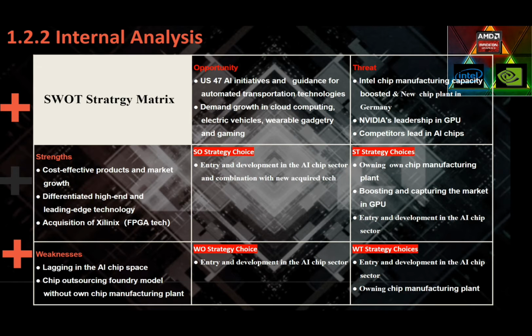Speaking of the internal analysis, I used the SWOT matrix to analyze AMD's strengths and weaknesses, and also its opportunities and threats from its competitors. After this analysis, there are some strategic choices that we can choose. But we agree that the best choice is to narrow the gap between AMD and its competitors in the AI chip area and lead AMD to enter into this sector as soon as possible.